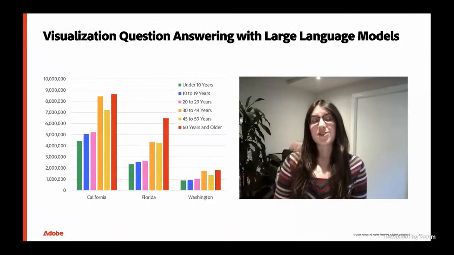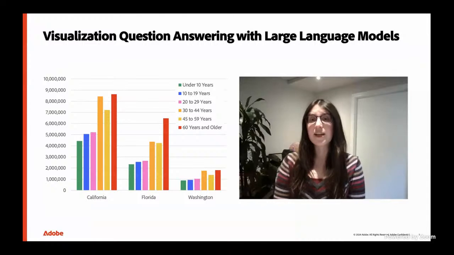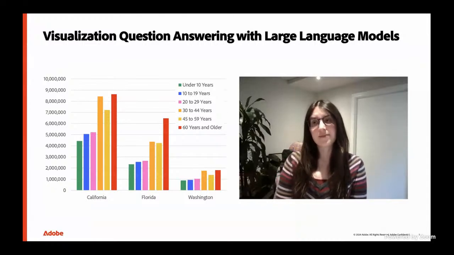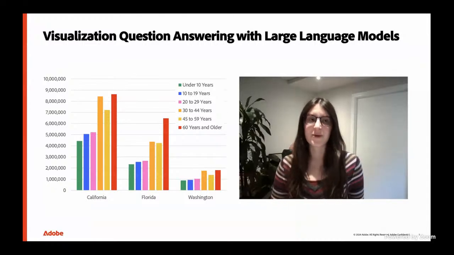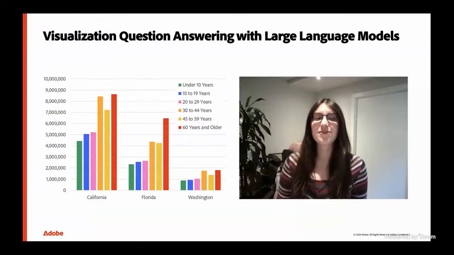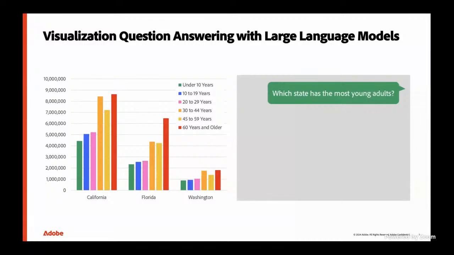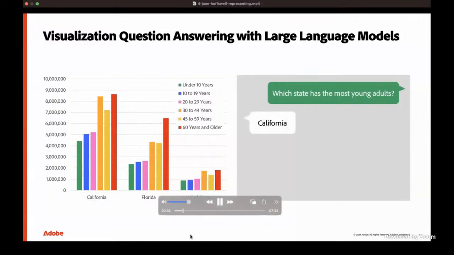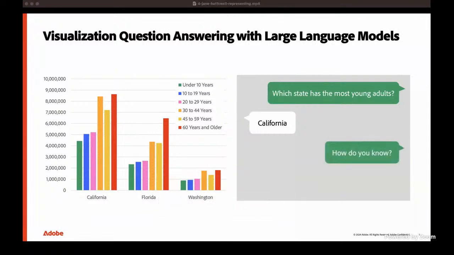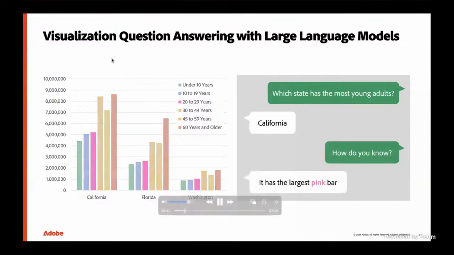Given the rise of large language models, a natural question is how effective are they for chart question answering? Take this bar chart, for example. It shows population numbers for different age groups in California, Florida, and Washington. When viewing this chart, we might want to ask a question like, which state has the most young adults? We then hopefully get the right answer, California. Another type of question we might want to ask a language model is, well, how do you know that's the right answer? And it could tell us it has the largest pink bar.